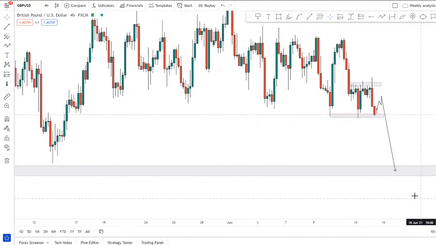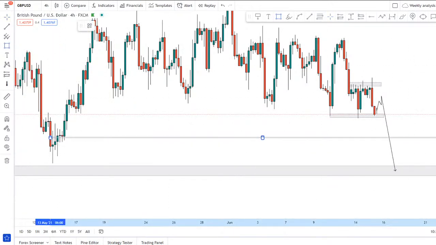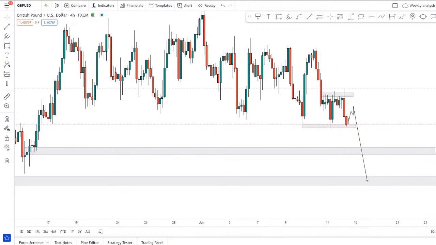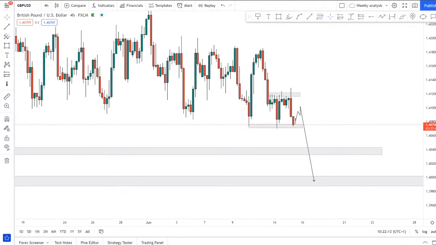So I'm expecting to see a push back into 1.4, but first target is this area here, which is around that 1.40400 area. But yeah, biases to the downside for pound JPY and pound USD.